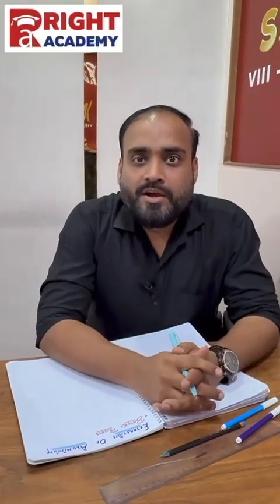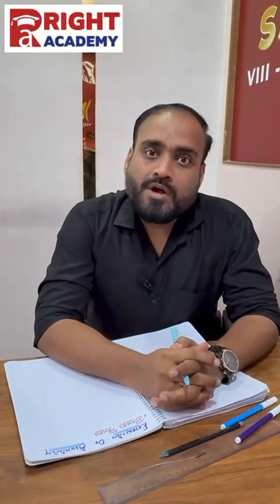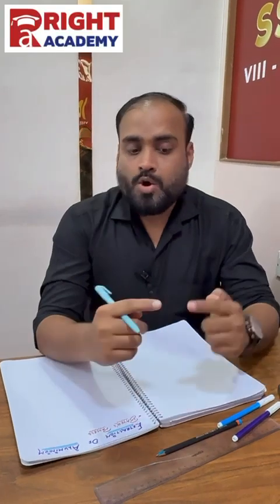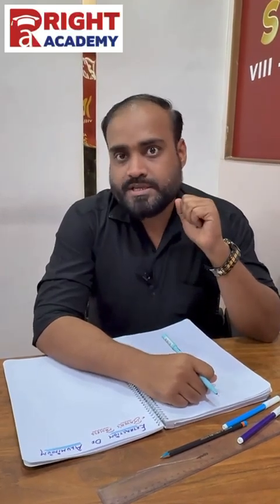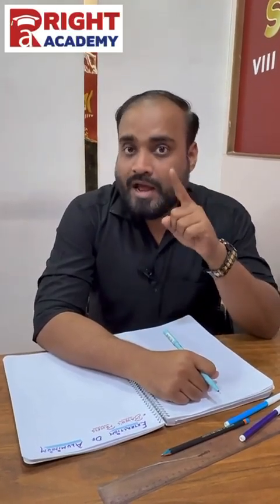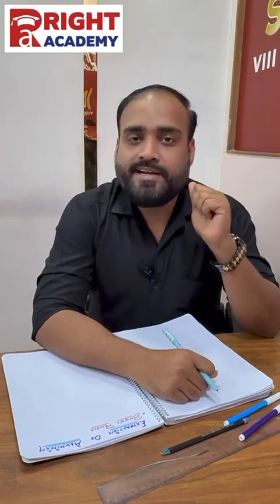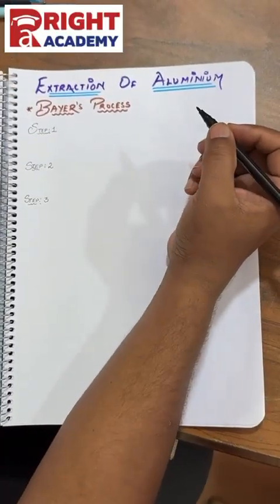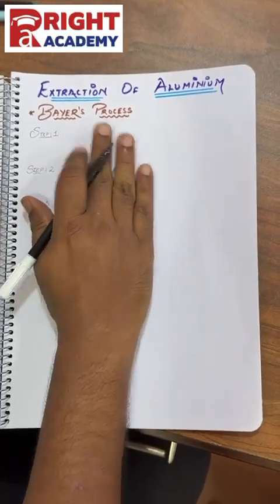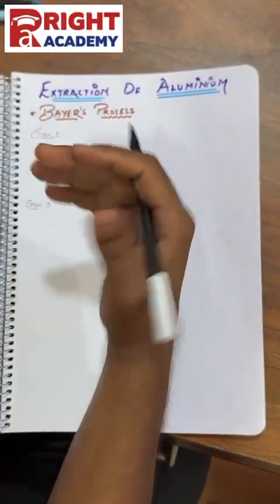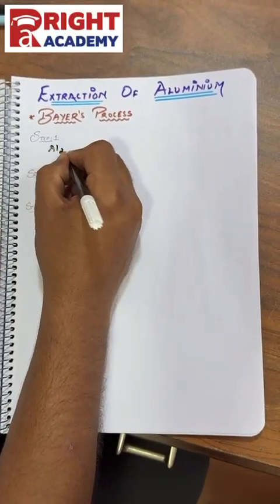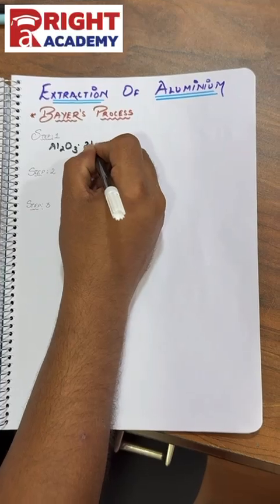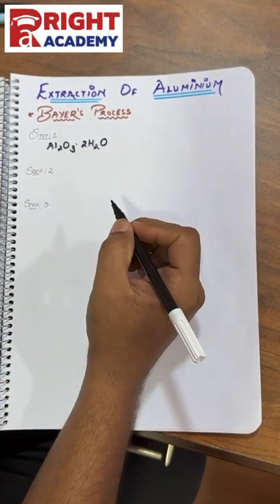Hello students, today I'm going to teach you about a very interesting but also a reappearing question in your board exams, and that is extraction of aluminium, Bayer's process, where we learn how to obtain alumina from bauxite. As we know, Bayer's process is about filtration, processing of bauxite. Now, what is bauxite? Bauxite is Al2O3 dot 2H2O. That is the formula of bauxite.